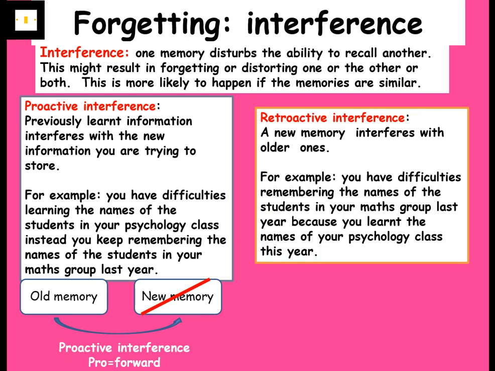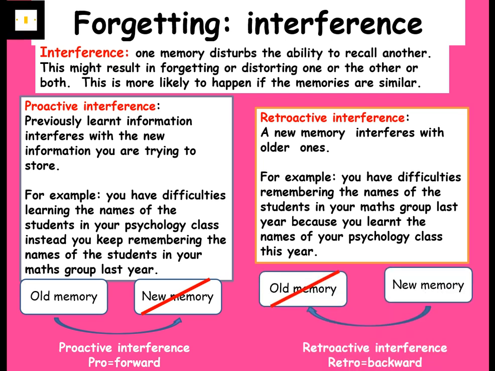Retroactive interference is the opposite to that. That's when a new memory interferes with an older one, retro, backwards. Now, again, you just have to learn these. So this is when you've learned something new and then you can't remember how you did something previously. I would imagine that proactive is most likely, but retroactive, for example, you have difficulties remembering the names of students in your class last year because you've learnt new names this year. And that's probably something that happens a lot to teachers.